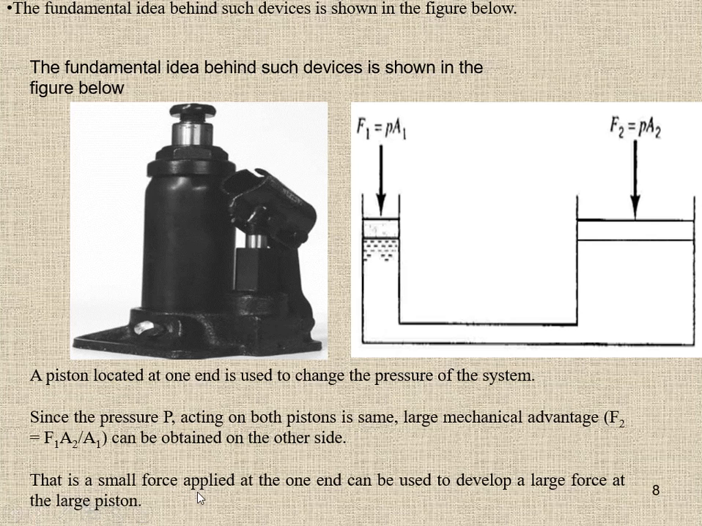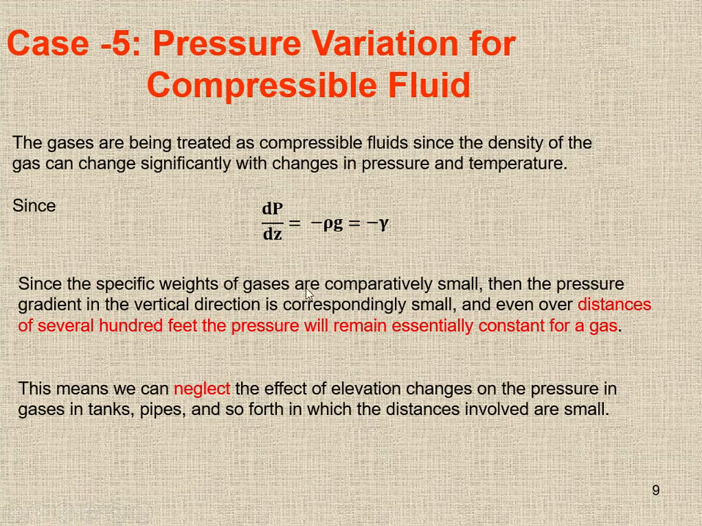So that is a small force, because F1 is a small force that we are applying, but because of this technique we are getting a large force at the other end. So a small force applied at one end can be used to develop a large force at the large piston. And the same thing we are doing here. We lifted a very heavy truck, cars, by applying a small force on the piston side.